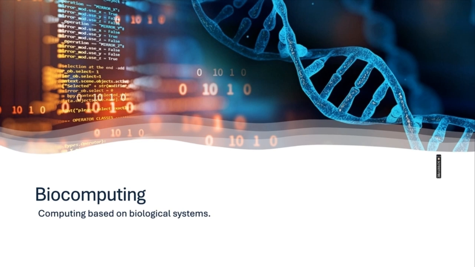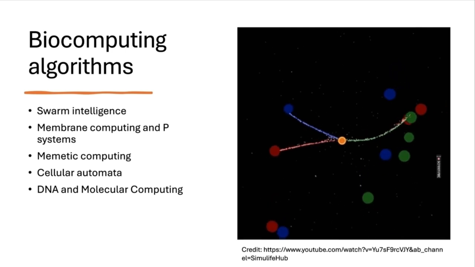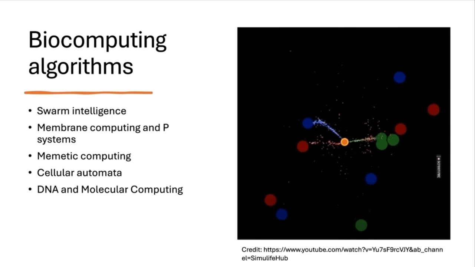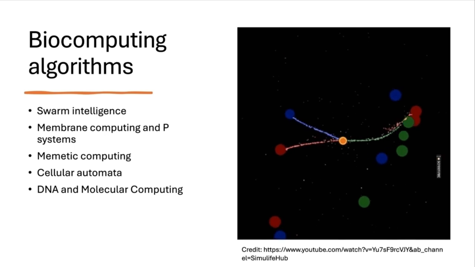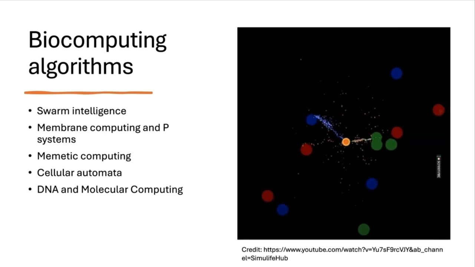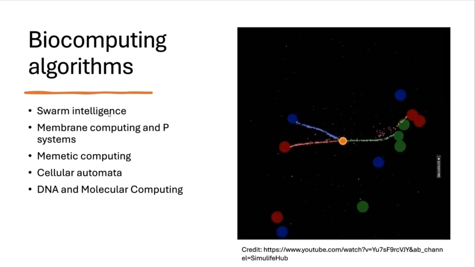However, computing with biological entities comes with problems such as unexpected contamination and a lack of information about the biological entities themselves. Limited knowledge on the differences and similarities of computing machines and biological entities is a core issue. The algorithms mainly used in biocomputing consist of swarm intelligence, membrane computing when using P systems, mimetic computing, cellular automata, and DNA and molecular computing.